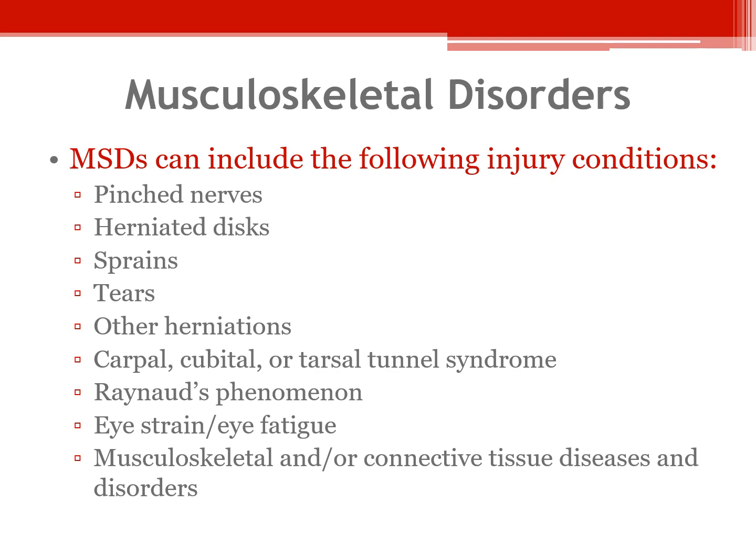Sprains. When we talk about sprains, we're talking about micro tears in connective tissue that connects bones to bones, which would be ligaments, or bones to muscles, which would be tendons. Sometimes those connective tissues can actually completely tear, and that's another type of musculoskeletal disorder, along with other types of herniations besides just discs. Carpal, cubital, and tarsal tunnel syndrome are other MSDs.